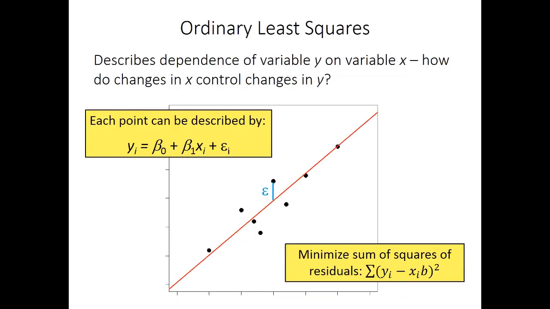So to recap, linear regression, and ordinary least squares in particular, describes the dependence of one variable, traditionally on the y-axis, on another variable, traditionally on the x-axis. And so ordinary least squares, or OLS, regression fits a line by minimizing the squared distance between our best fit line and all points, and that distance between the expected line and the observed point is called the residual, typically given the Greek letter epsilon.